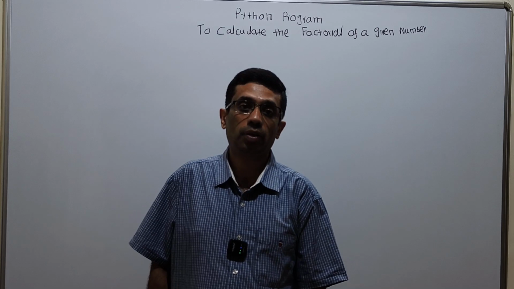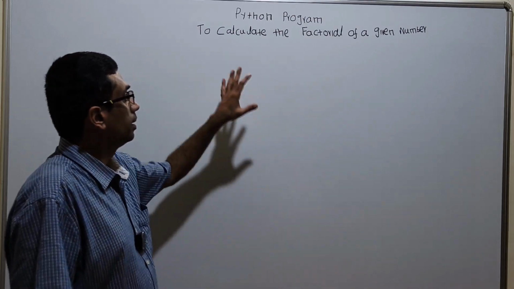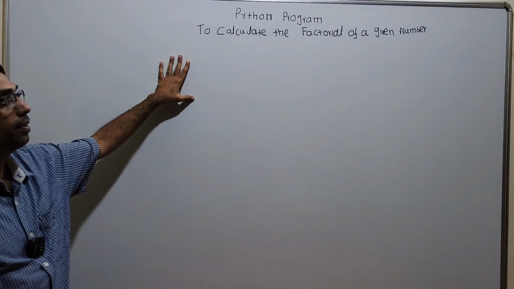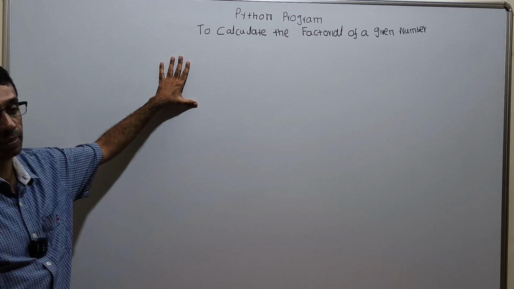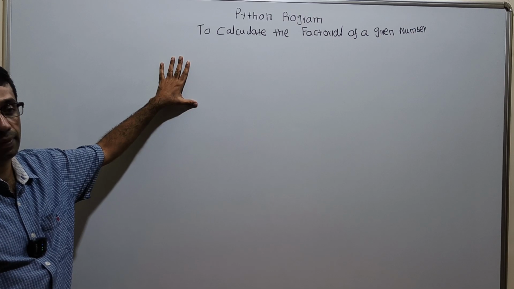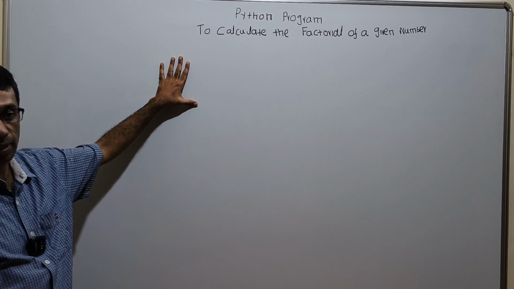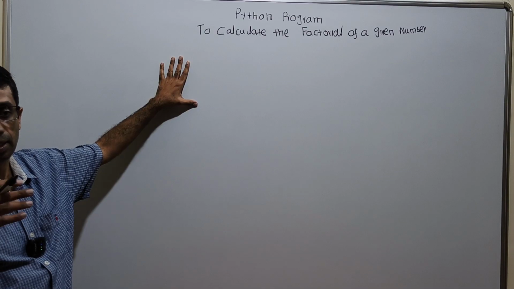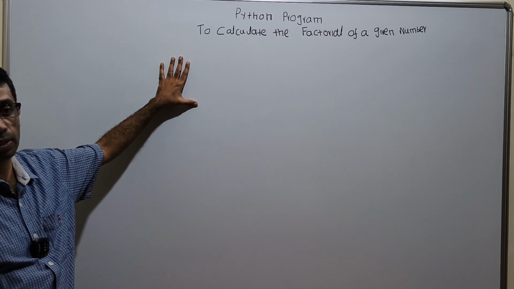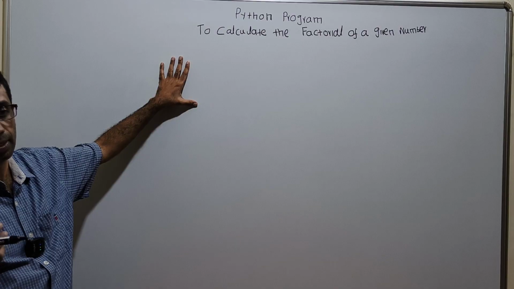Hello friends, we are going to write a Python program to calculate the factorial of a given number. So what is the factorial of the given number? When you give a number, you have to calculate the product, the multiplication from 1 to that number. That is known as a factorial.